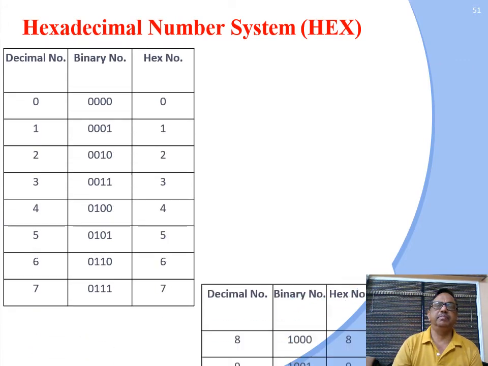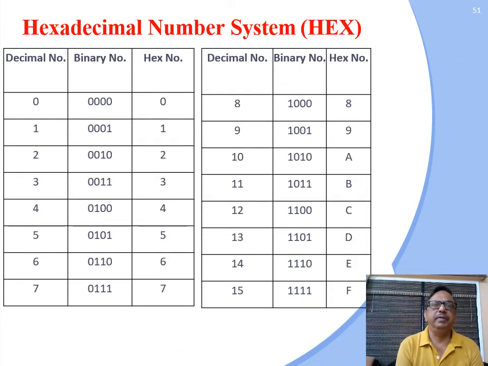Now the hexadecimal number system can be represented by a table in which I have shown decimal numbers, binary numbers, and hexadecimal numbers. Decimal numbers from 0 to 7 and 8 to 15, their corresponding binary numbers, and their corresponding hexadecimal numbers. So after 15, 16 of the decimal number will be equal to 10 of the hex number, and so on. Then it will go ahead.